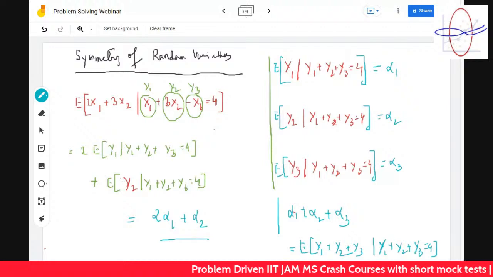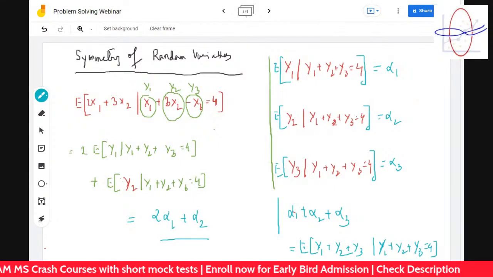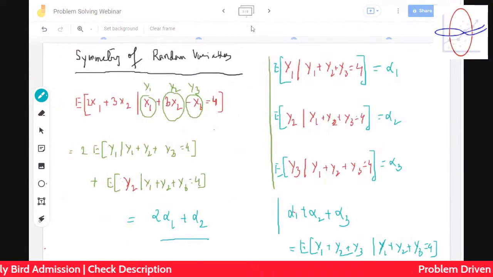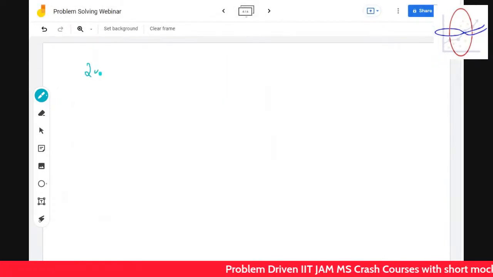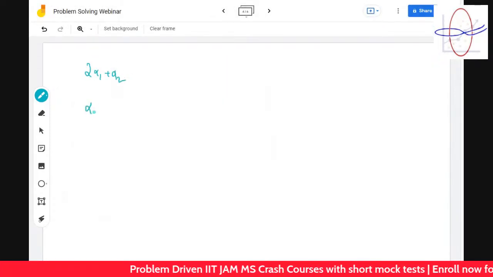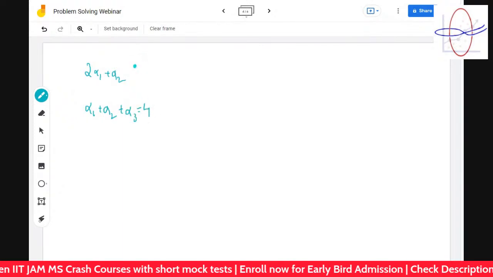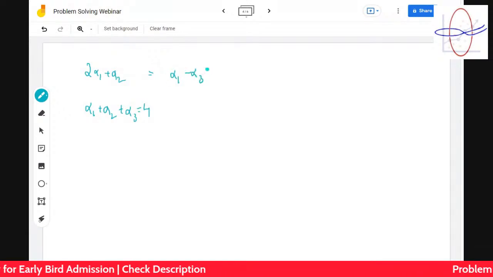Okay. So we have got that alpha 1 plus alpha 2 plus alpha 3 is equal to 4. But we are required to find twice alpha 1 plus alpha 2, and we know that alpha 1 plus alpha 2 plus alpha 3 is equal to 4. So let's try to write it in terms of alpha 1 and alpha 3. We can write it as alpha 1 minus alpha 3 plus 4.